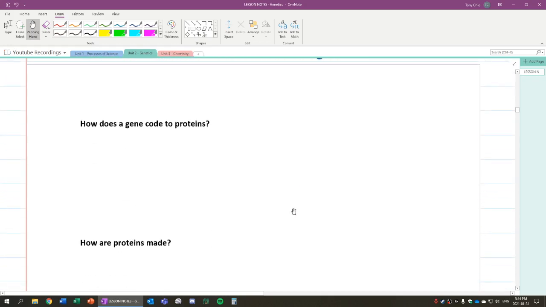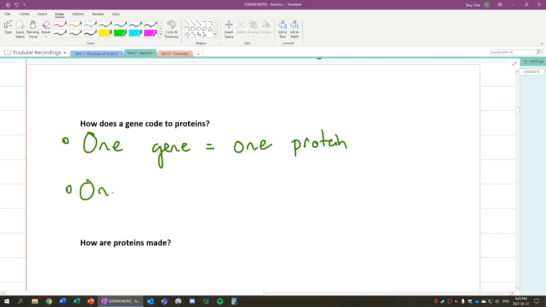So how does a gene code for proteins? The big takeaway here is that one gene equals one protein. A gene cannot create different types of protein. It can only create one protein. Which also means that one protein equals one function. A protein cannot have multiple functions. We can't have, for example, an enzyme be a stomach enzyme but also make skin cells. It doesn't work that way.